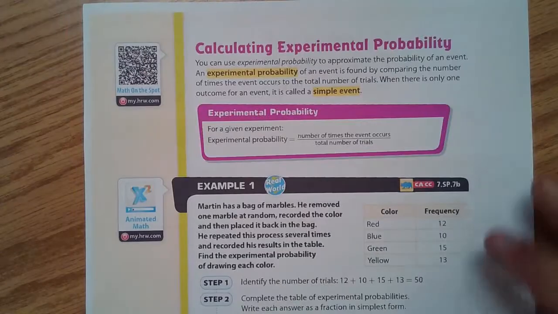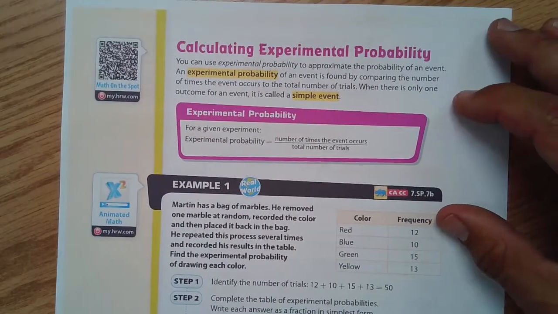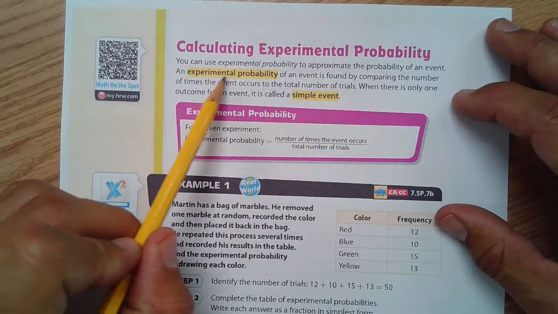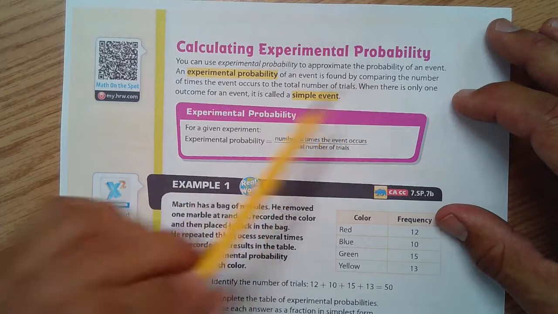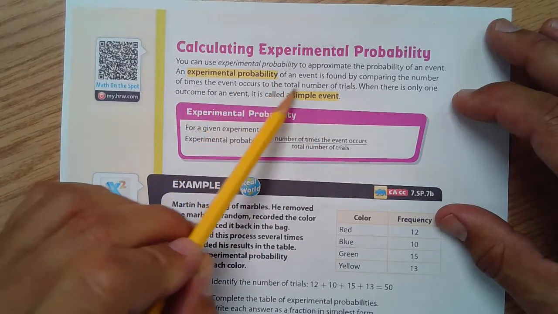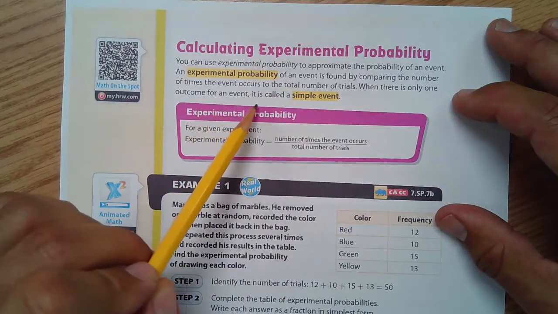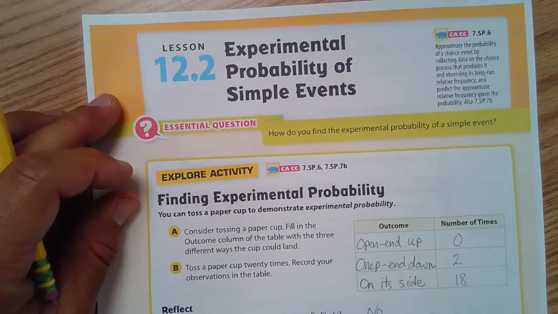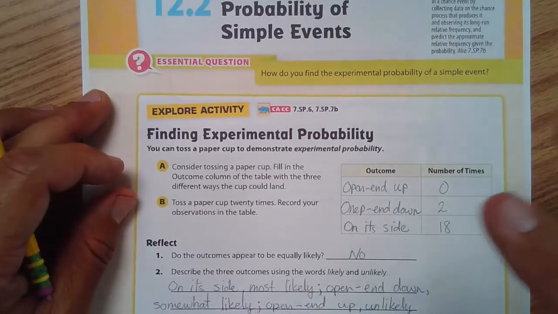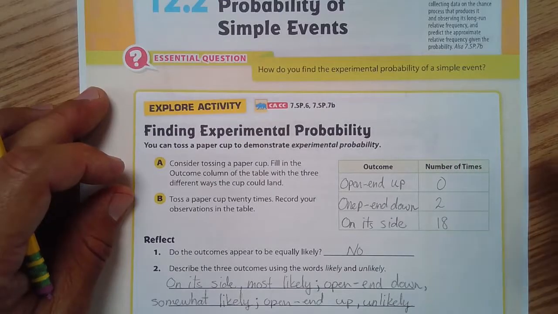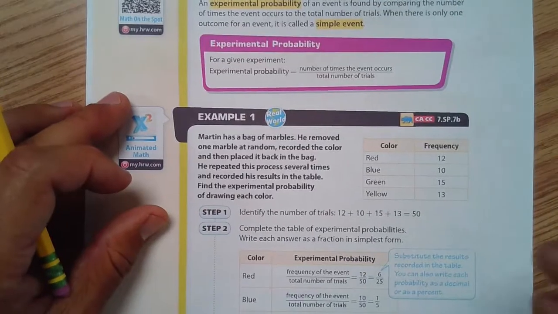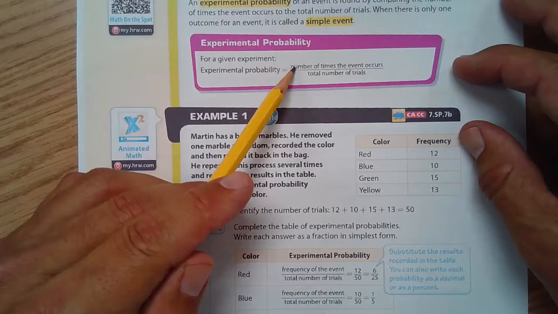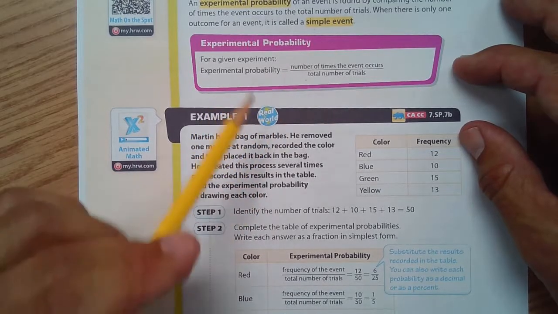Okay, next, we're calculating the experimental probability. You can use the experimental probability to approximate the probability of an event. An experimental probability of an event is found by comparing the number of times the event occurs to the total number of trials. When there is only one outcome for an event, it's called a simple event. And that is what was happening earlier. For our simple event, we're just looking for our one item. What was the result? So for our experimental probability, the number of times an event occurs divided by the number of trials is how you calculate the experimental probability.